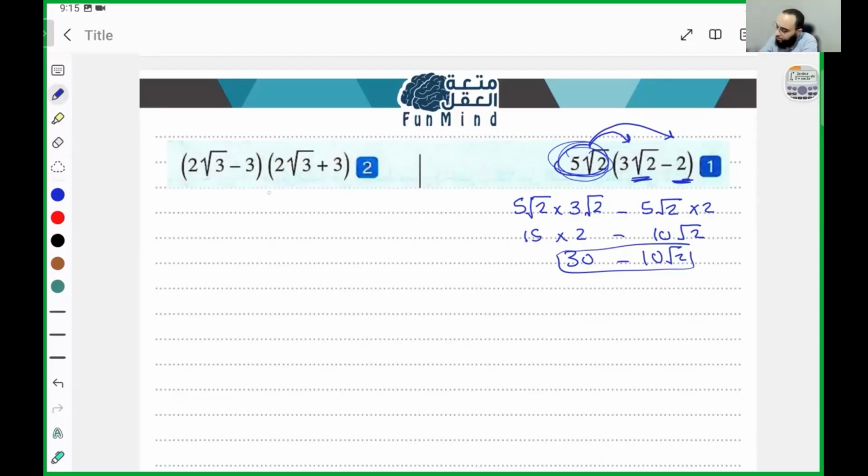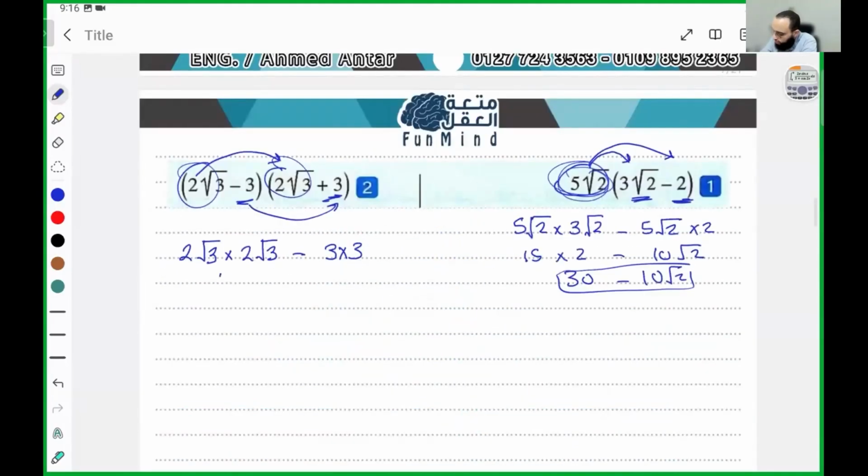Abdul Malik. The next. The first is the first, the second is the second, then there's the difference between two squares. First times first and second times second. It's 2 root 3 times 2 root 3, minus 3, times this rule. It's 4, 2 times 2, 4, and root 3 times root 3, 3, minus 9. Then it's 12 minus 9, 3. That's it.